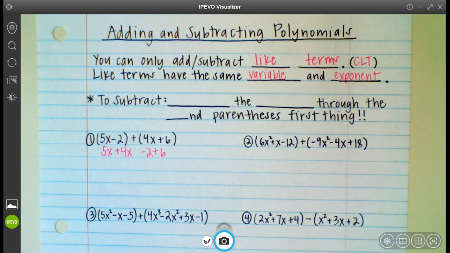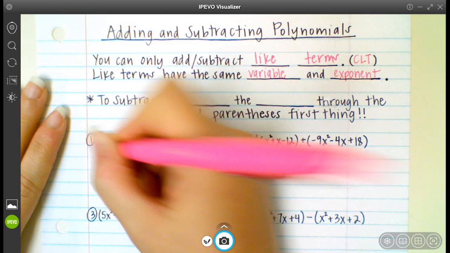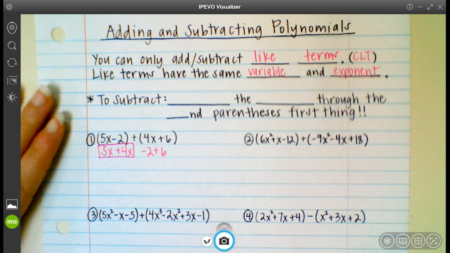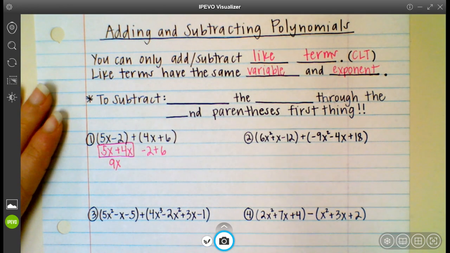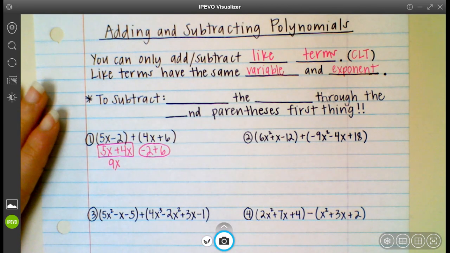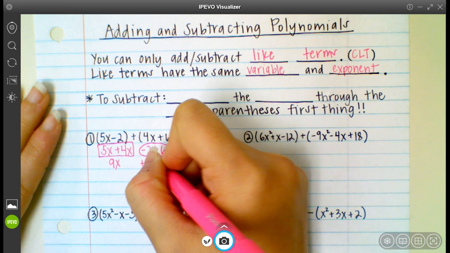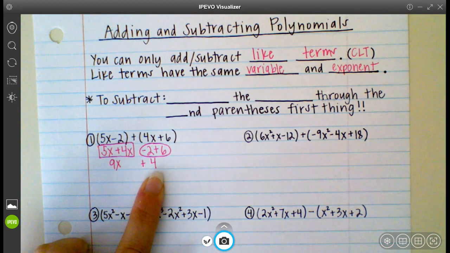So now to combine our like terms, we literally do their operation. So 5x plus 4x gives us 9x. And if we combine negative 2 plus 6, we end up getting positive 4. So 9x plus 4 is our final result.